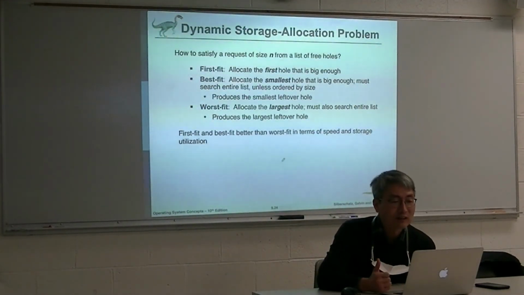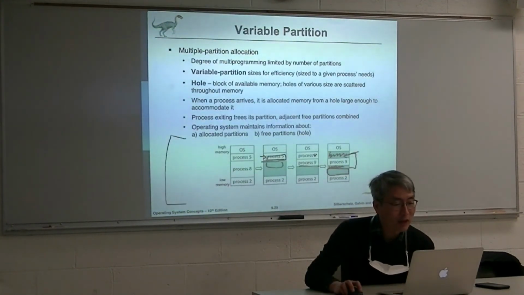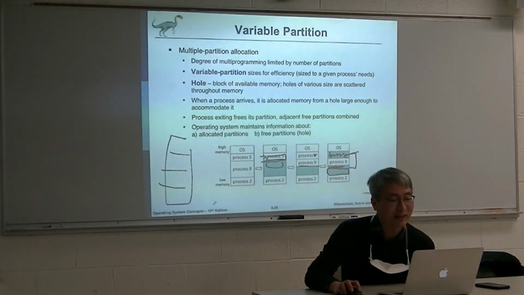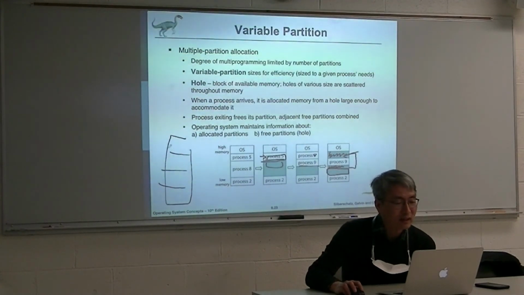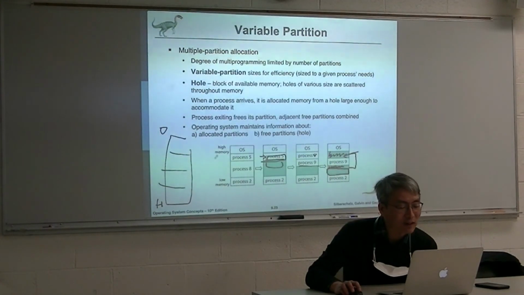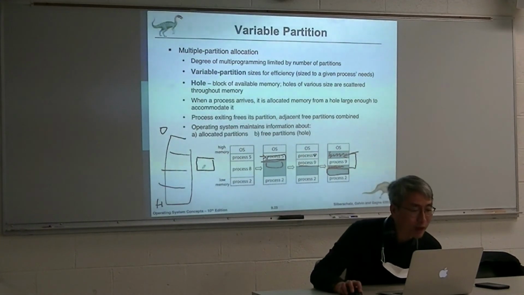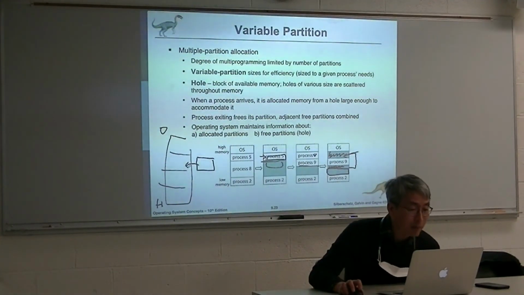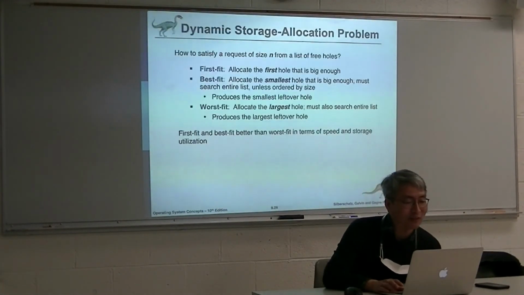Then second, the best fit. We have a number of partitions in the memory like this, after processes come in and out. This is the lower address, this is the higher address. Then we are going to find the one that fits the process size. In other words, when we allocate the free partition to the process, it generates the smallest, least free space. That is the best fit.